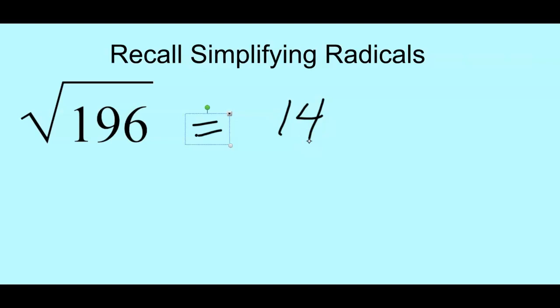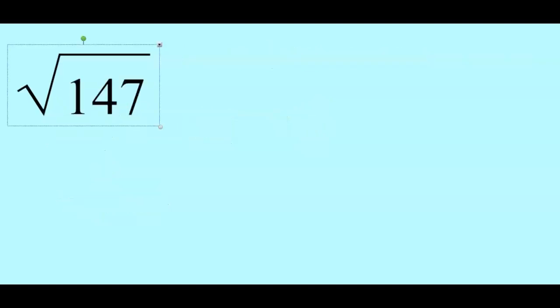So when you can find a number that you multiply times itself to get the number that you have underneath the square root, which by the way is called the radicand, then you just take the square root. 14 times 14 gives you 196. Therefore, the square root of 196 is 14. They're not all that easy.